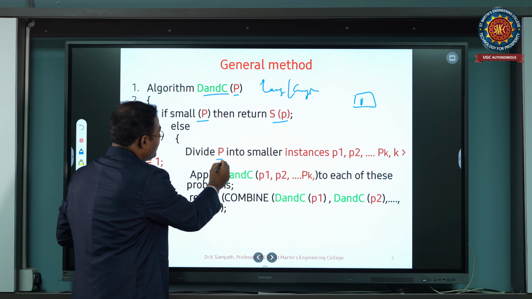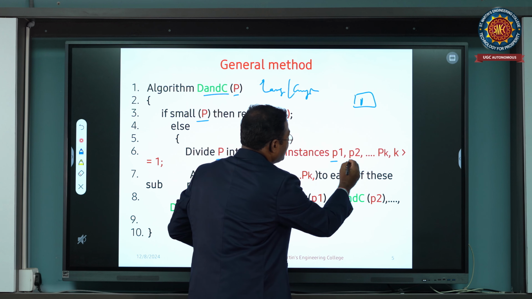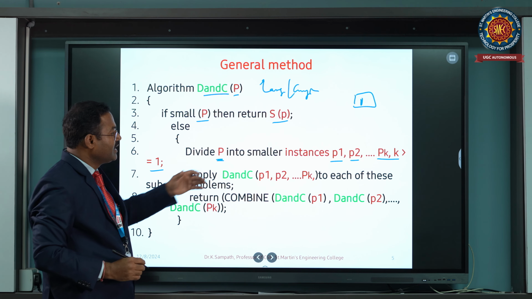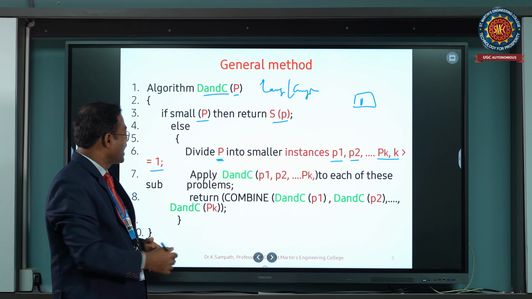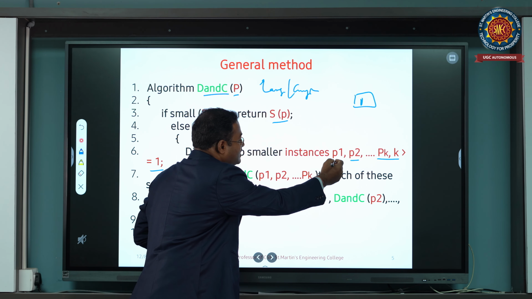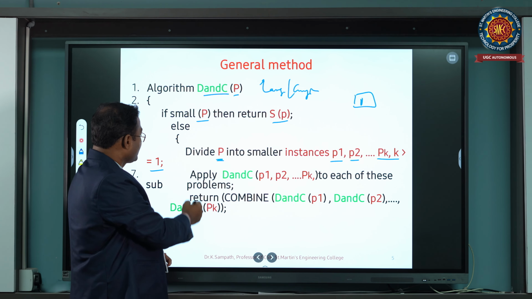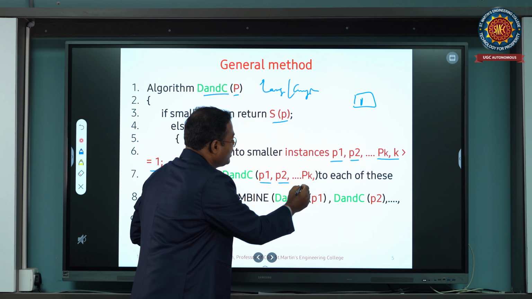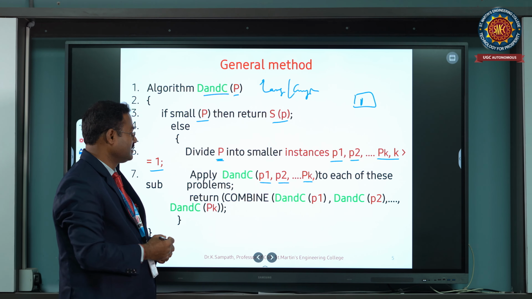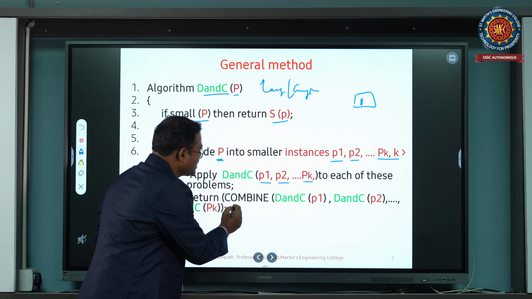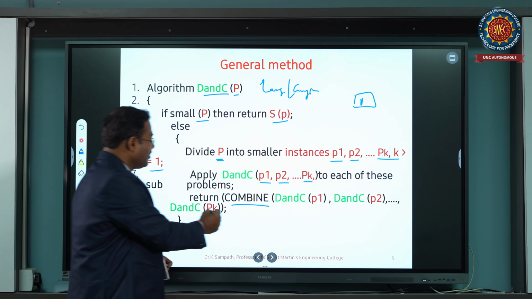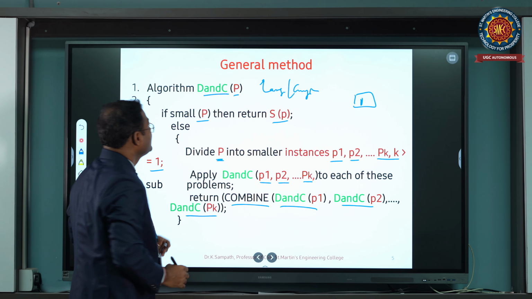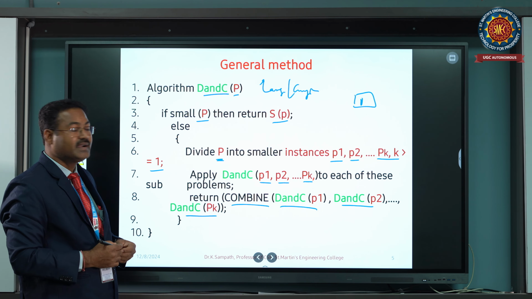Then divide problem P into smaller instances P1, P2 and P3 up to Pk, where k is greater than or equal to 1. K greater than or equal to 1 means more than one problem. Then apply divide and conquer to each of the problems P1, P2 and Pk. Then return combine. Combine means combining the solutions. Return combine of divide and conquer P1, divide and conquer P2 and divide and conquer Pk. This is the general method for divide and conquer.